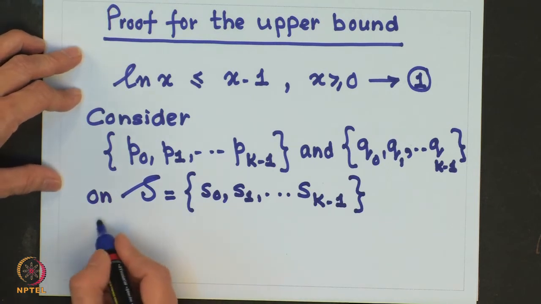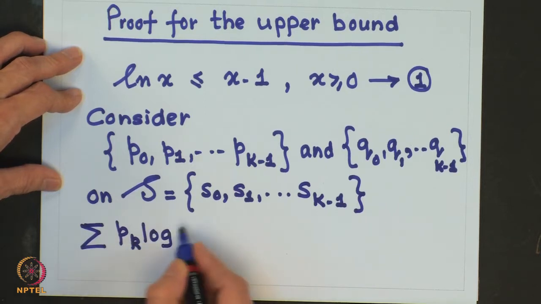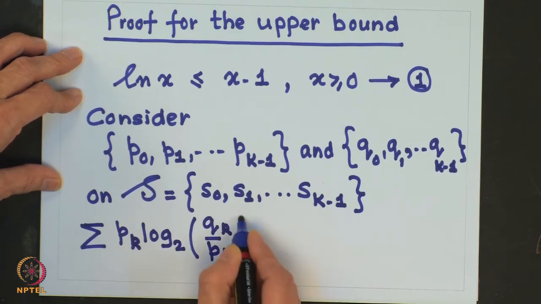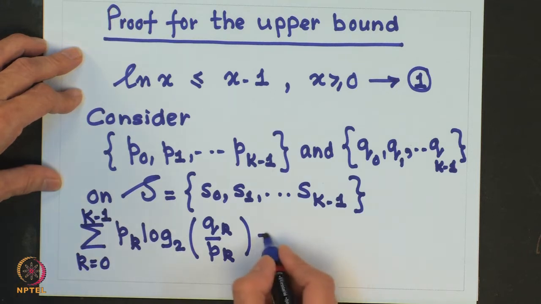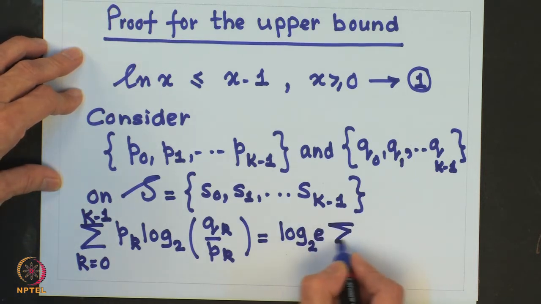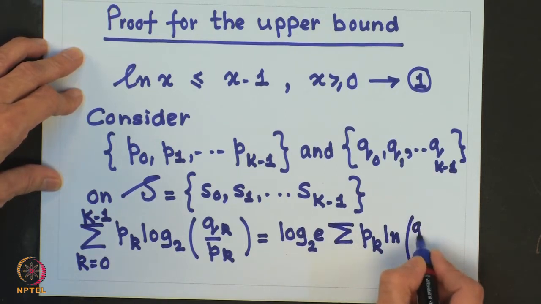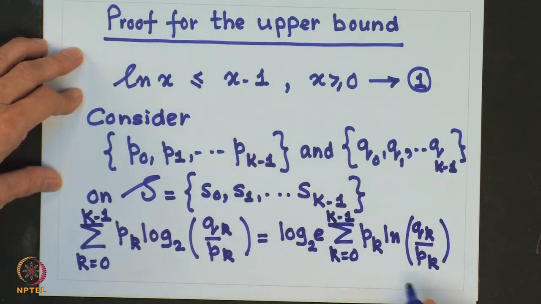Now, we can write this expression: pk log to the base 2 of qk by pk, summed over k equal to 0 to K minus 1, as log to the base 2 of e times the summation of pk log, this log being to the natural base, of qk by pk. Let me call this equation 2.